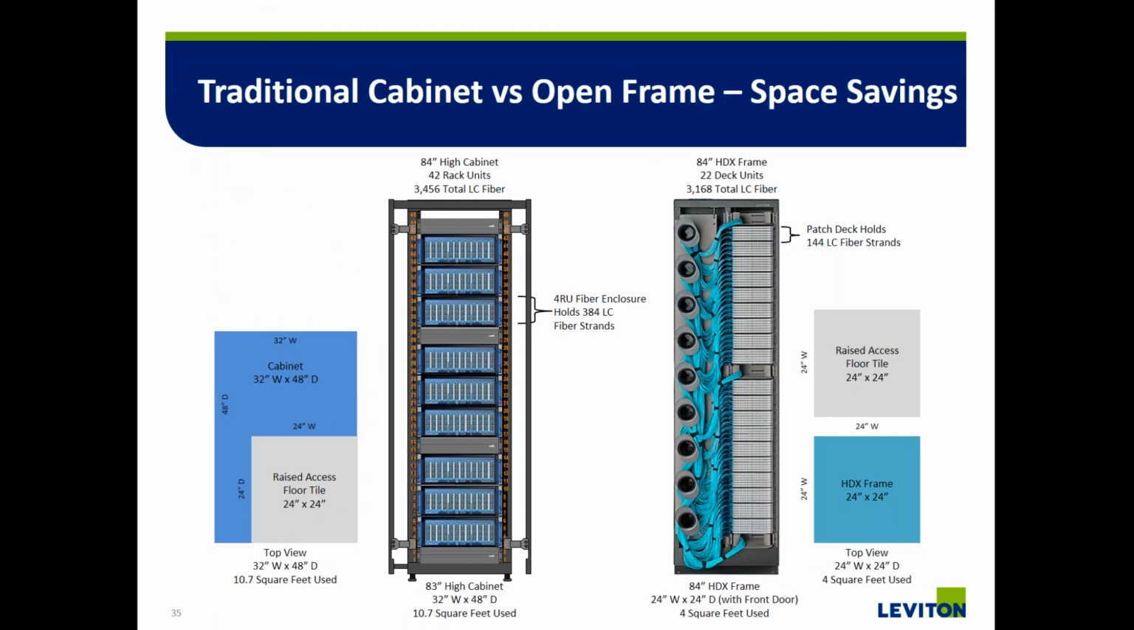Comparing the space savings between a cabinet and HDX frame, a 32-inch wide by 48-inch deep cabinet is about 11 square feet, whereas the HDX frame is about 4 square feet. 10.7 minus 4 equals 6.7 square feet of space savings. You can easily see how much space savings will add up as you have more cabinets utilized.